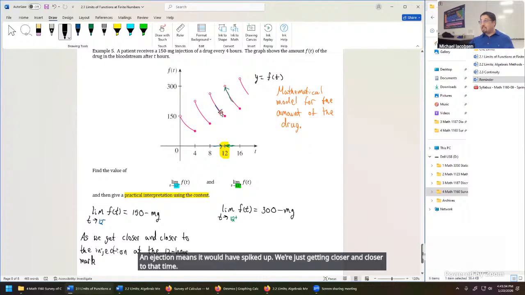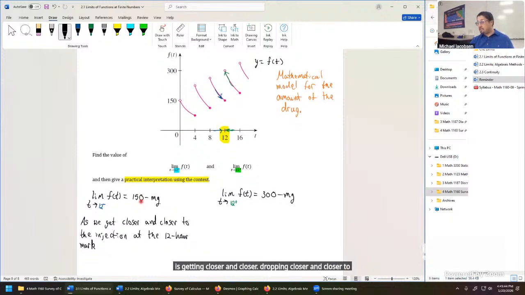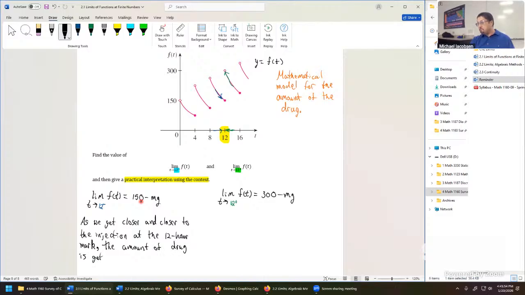We can say next that the amount of drug in the blood is getting closer and closer, dropping closer and closer to 150 milligrams. The amount of drug is getting closer and closer to 150 milligrams, whatever that drug happens to be.